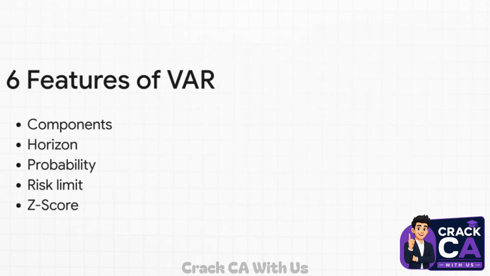There are 6 key features that really drive VAR. It needs a specific time horizon and a confidence level. It operates on normal distribution probability and relies heavily on standard deviation. It's absolutely the ultimate tool for risk control and asset and liability management, especially in the banking world. But the real engine, the thing that drives the whole calculation, that is the Z-score.